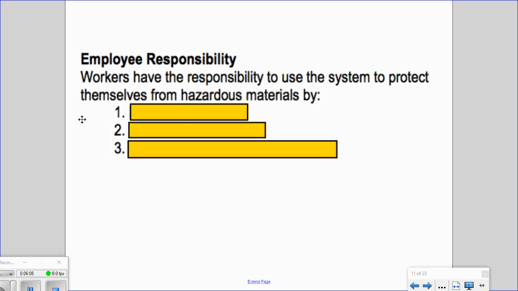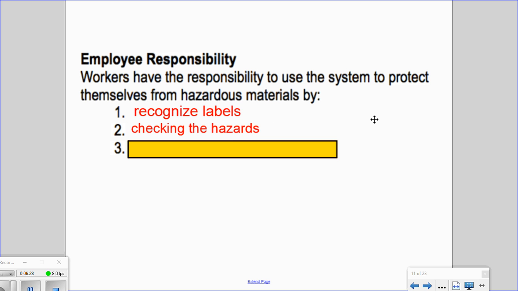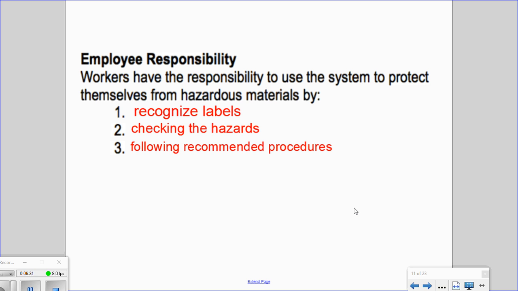So going back to WHMIS training here, looking at the employee responsibility. Employers have a responsibility to provide training. Employees also have a responsibility themselves. Workers have the responsibility to use the system to protect themselves from hazardous materials by being able to recognize the labels, knowing what those labels mean, checking the hazards, and following the recommended procedures. You can check the hazards by looking at the MSDS, as well as getting those recommended procedures from the MSDS as well.